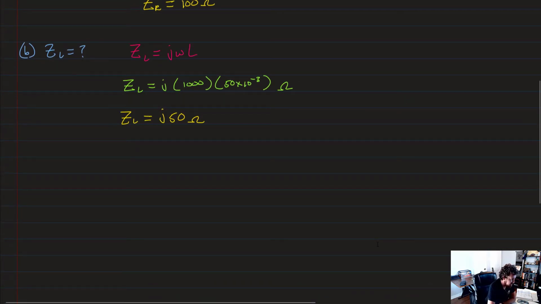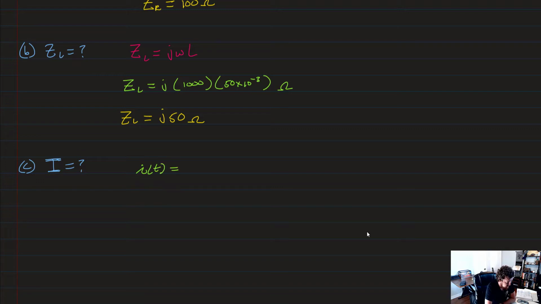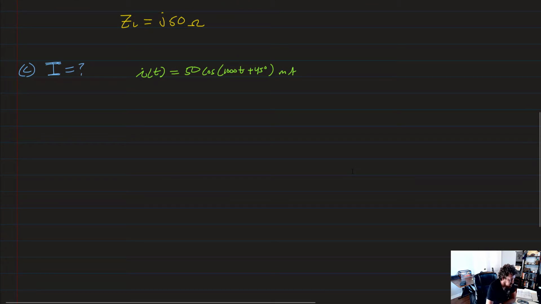Now, part C asks us to find the phasor form of our current, I. So we know that our current I is given to us in the statement. I'll just write it out again. I of t is equal to 50 times the cosine of 1000 t plus 45 degrees, and that's given in milliamps. And we've got all the things we need to make that a phasor. So we know that I is just equal to 50 at an angle of 45 degrees.